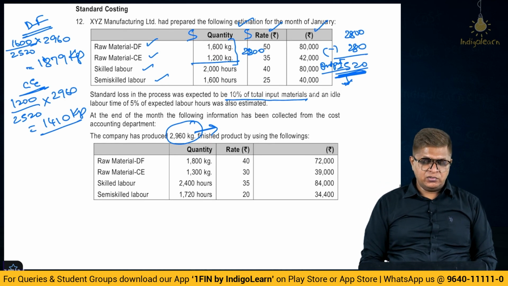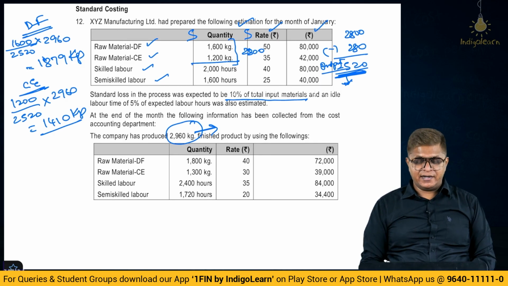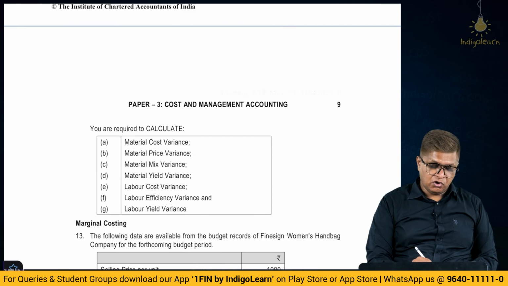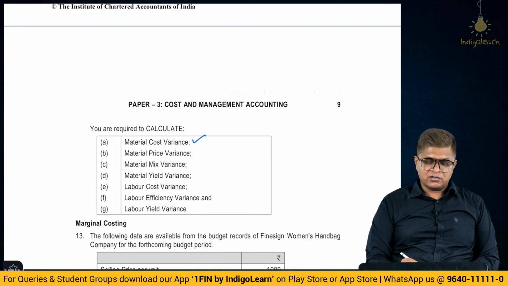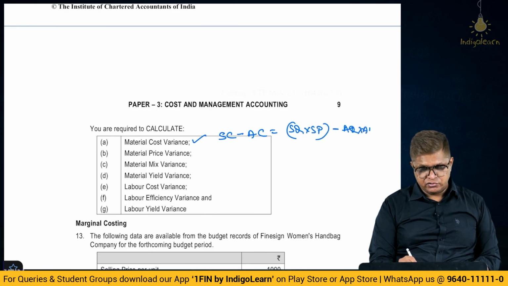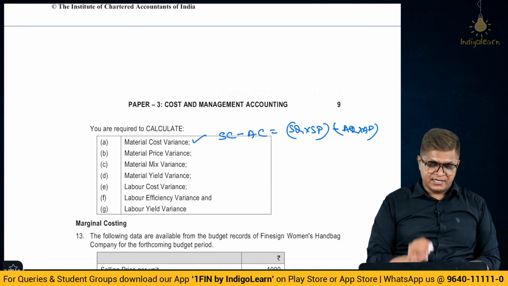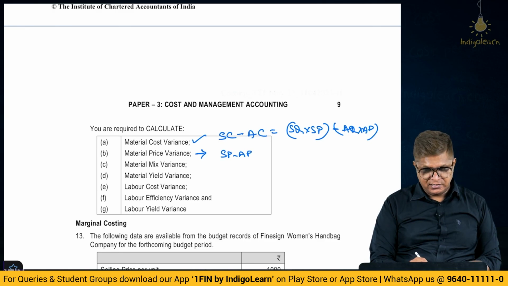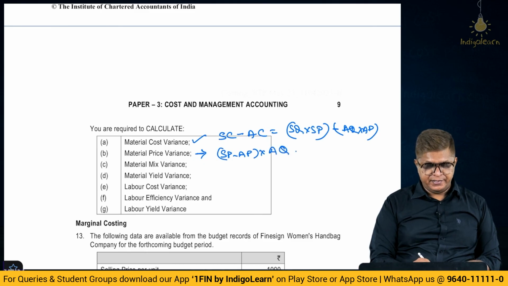Then they have given the actuals that have been used for DF, CE, skilled labor, unskilled labor, the rate and also the amount. You are required to calculate material cost variance. How do we calculate material cost variance? Standard cost minus the actual cost, which is nothing but standard quantity into standard price minus the actual quantity into actual price. So that is what we have to do. Simple, straightforward. Material price variance, the variance in the price, is standard price minus actual price into actual quantity.